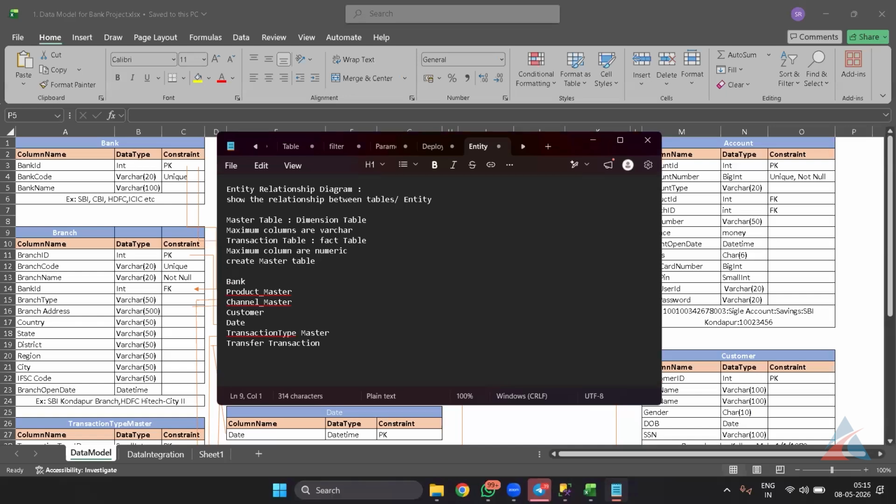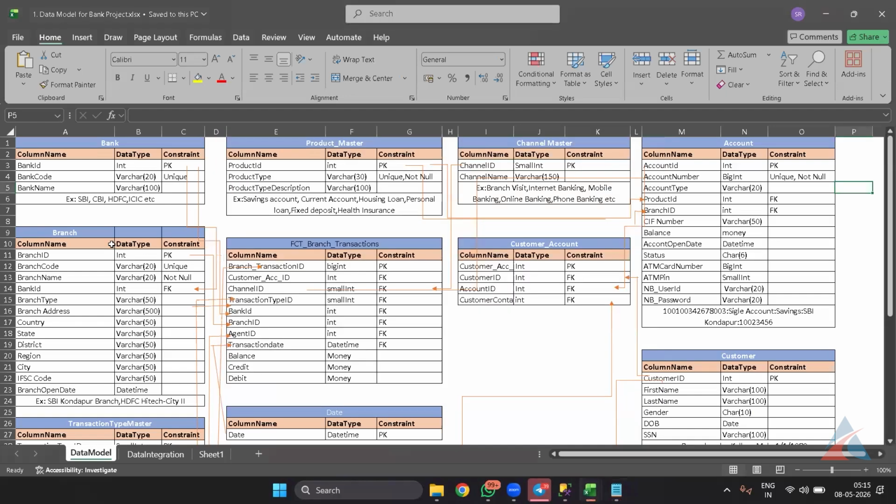Now, whenever you create any master table, guys, do you know how to make a relationship between two tables? What is the meaning of foreign key here, guys? PK means primary key, but if they make a relationship, they write foreign key, which they can say as FK. Yes. Okay, so let's start.